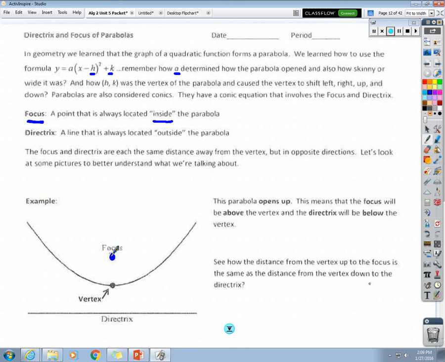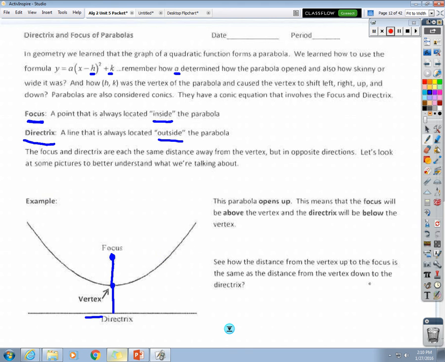However, you want to remember that the focus is inside the parabola, and the directrix is a line that is outside the parabola. See the directrix, the line that's outside the parabola? The focus and directrix are the same distance away from the vertex. So let's talk about what that means. Here's the vertex of the parabola. So the distance from the vertex to the focus is equal to the distance from the vertex to the directrix. That makes sense, right? So the vertex is equal distance from the focus and the directrix.